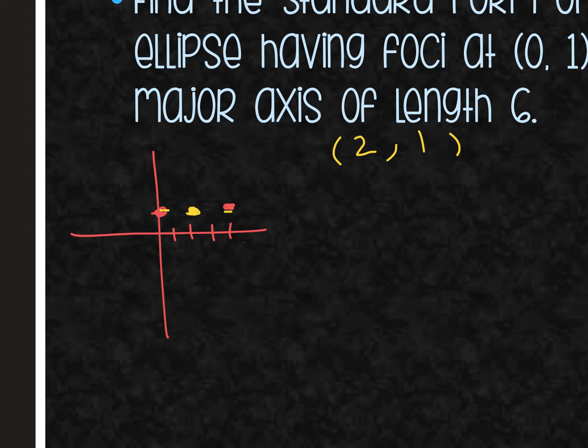So next we want to figure out our a, our b, and our c. So c is the distance from our center to our foci. So what's the length from our center to our foci? Just the length from the center to the foci. 2. So c is 2.